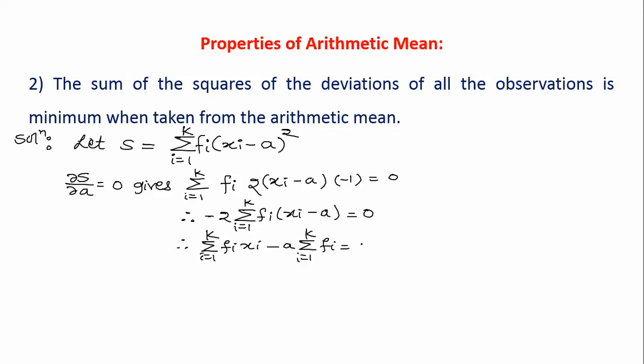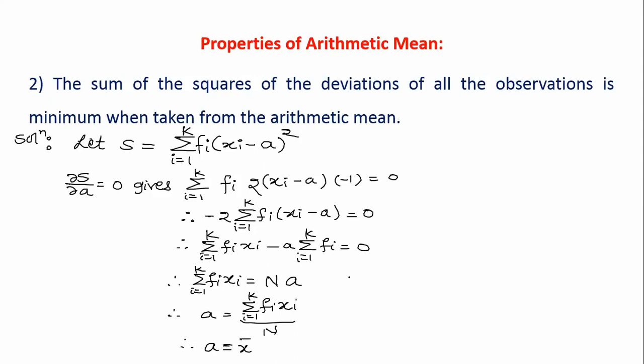So we know that a is constant, and then in the next step you can write summation f_i x_i, i from 1 to k, is equal to N times a, and therefore a is equal to summation f_i x_i, i from 1 to k, divided by capital N, and that is nothing but a is equal to x bar. So what does this tell us? The value of S attains an extremum.